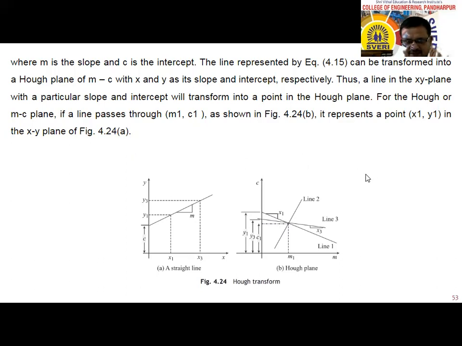For the Hough or mc plane, if a line passes through m1, c1 as shown in the figure, it represents a point x1, y1 in the xy plane. Therefore, this point will represent x1, y1 in the xy plane. See that this line is there. This is the y1 distance and this slope is nothing but x1.